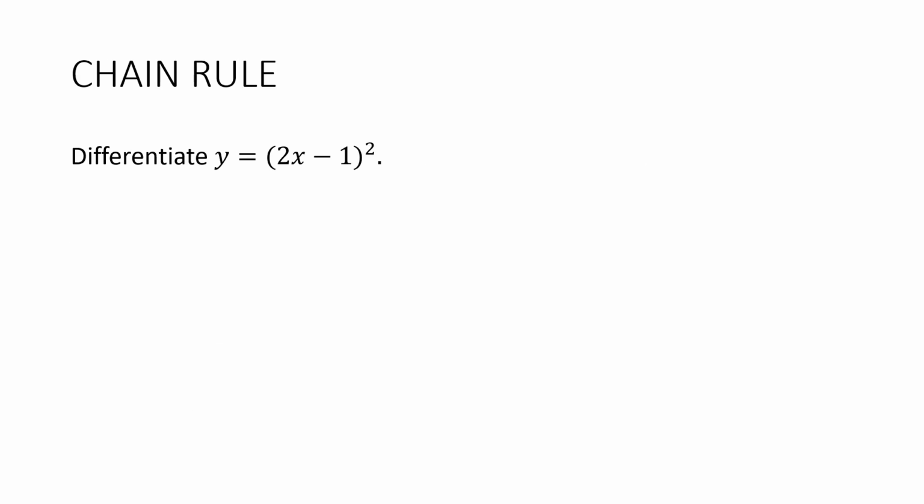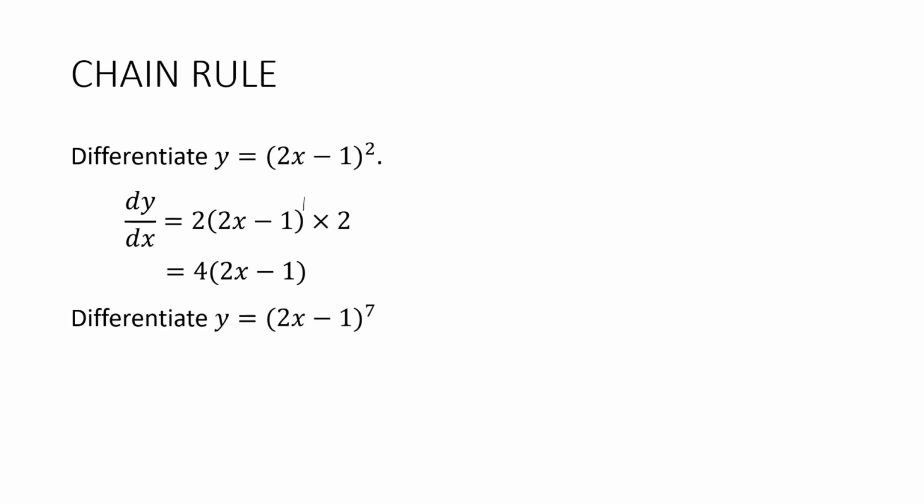Let's differentiate y is equal to 2x minus 1 all squared. So the outside function is a power rule. The inside function is two power rules, isn't it? So we're going to go dy dx is equal to, bring the 2 down, multiply by 2x minus 1, don't change it, all to the power of 1, times by the derivative of the inside function, which is 2. And let's just tidy that up. There's our answer.